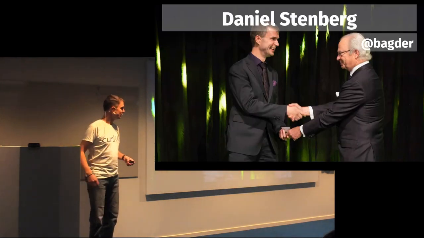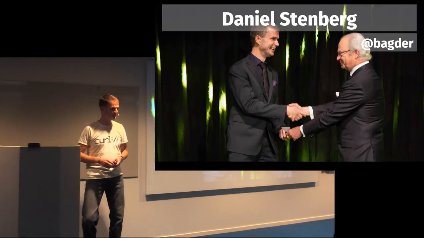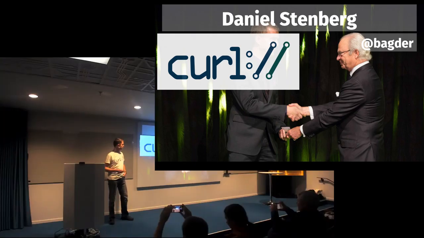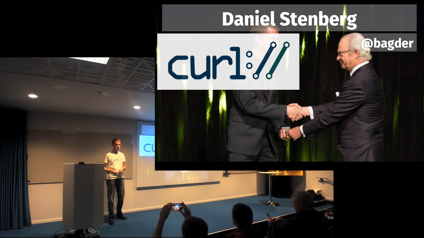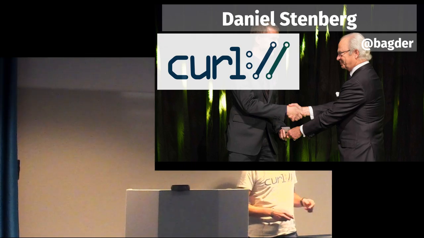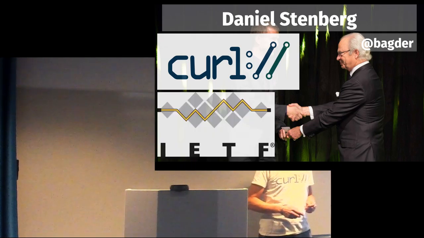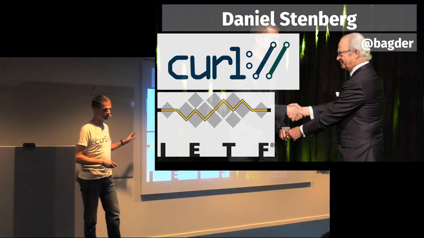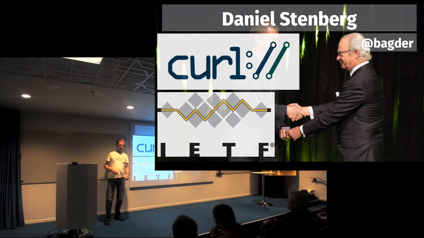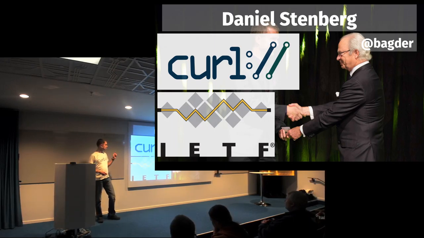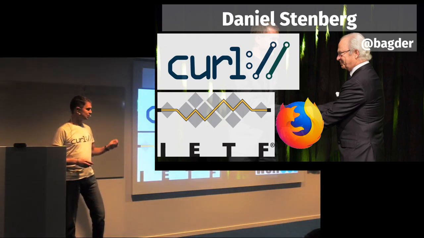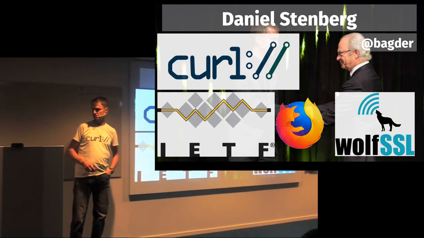I'm Daniel Stenberg. I got a medal from the Swedish King in 2017 for my work with a little tool called curl that I've been working with for, well, I would say 23 years by now. I've been doing HTTP and internet protocols since then. Quite a long time by now. And I've been involved in the IETF for about 10 years, IETF being one of the main organizations working with protocols and standardization, and the main organization behind HTTP3 also. I worked at Mozilla with Firefox for 5 years, and I quit last December. And I will join Wolf SSL and continue doing internet protocols going forward.